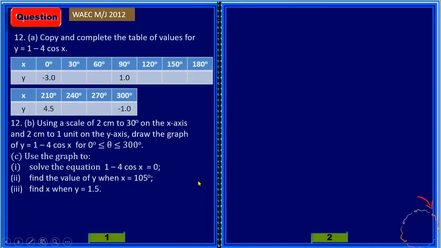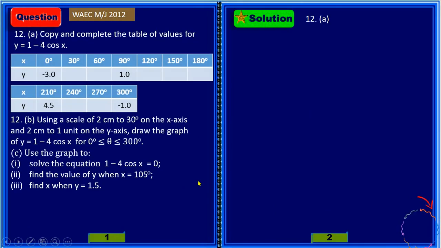Question number 12. 12a. Copy and complete the table of values for y is equal to 1 minus 4 cos x. 12b. Using a scale of 2 centimeters to 30 degrees on the x-axis and 2 centimeters to 1 unit on the y-axis, draw the graph of y is equal to 1 minus 4 cos x for the values of x from 0 degrees to 300 degrees.